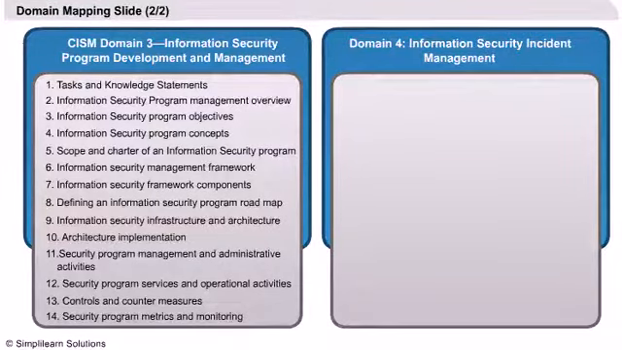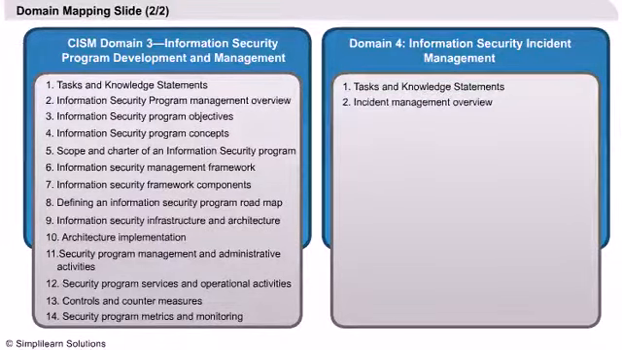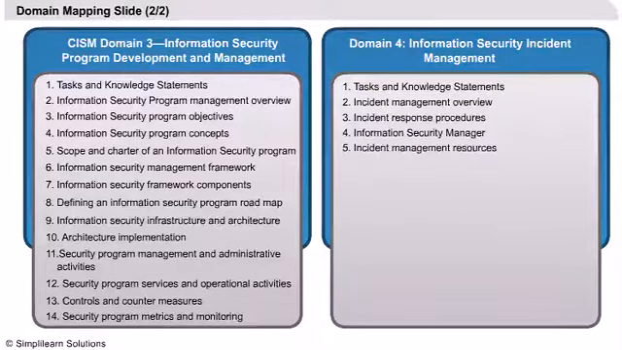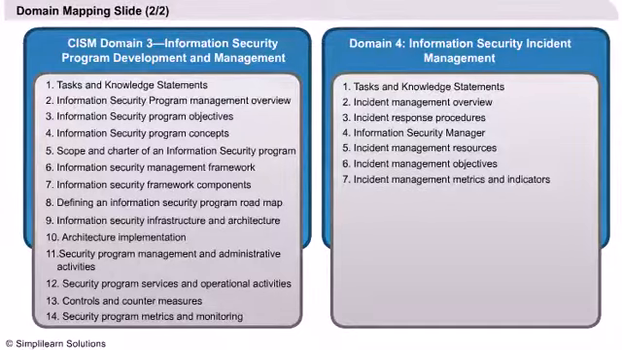Domain 4 is Information Security Incident Management, and the chapters under this domain are 1. Tasks and Knowledge Statements, 2. Incident Management Overview, 3. Incident Response Procedures, 4. Information Security Manager, 5. Incident Management Resources, 6. Incident Management Objectives, 7. Incident Management Metrics and Indicators, 8. Defining Incident Management Procedures.